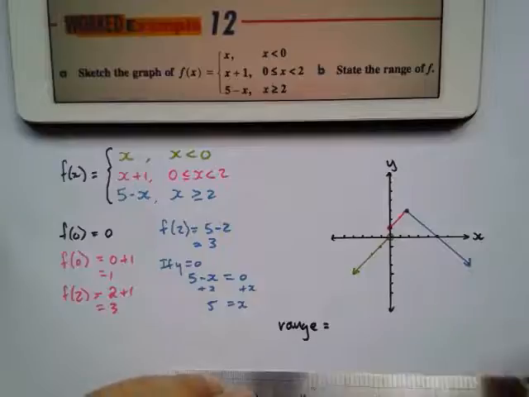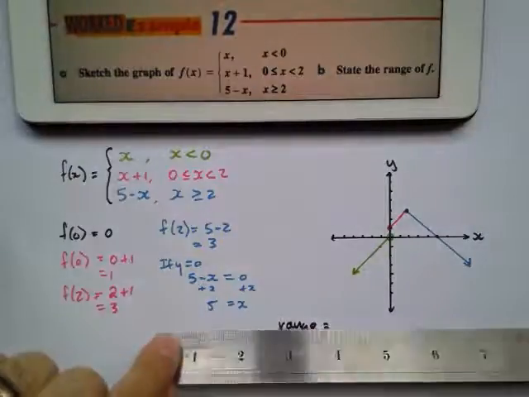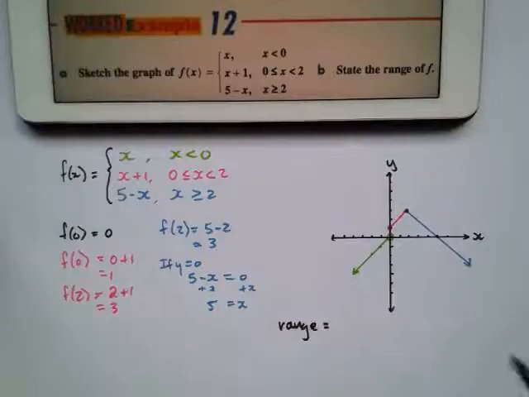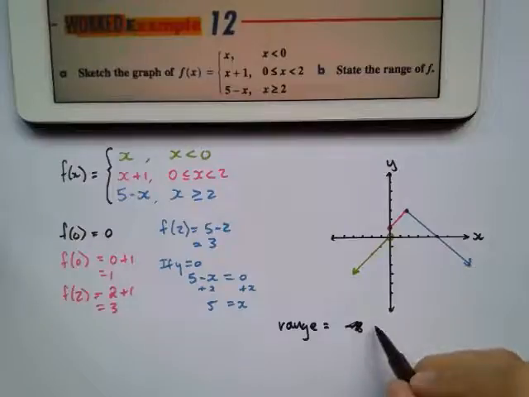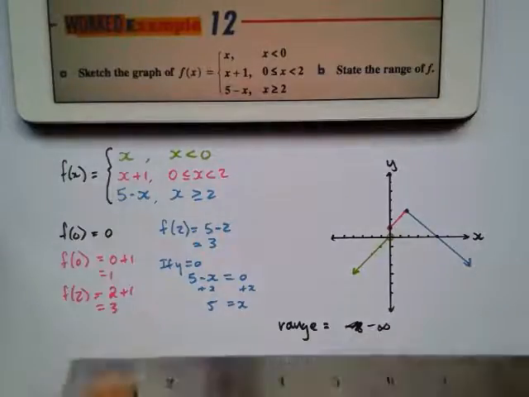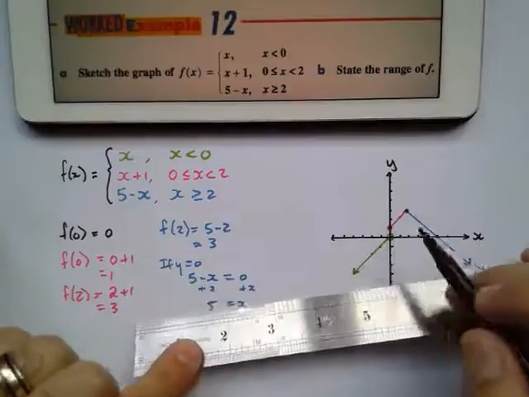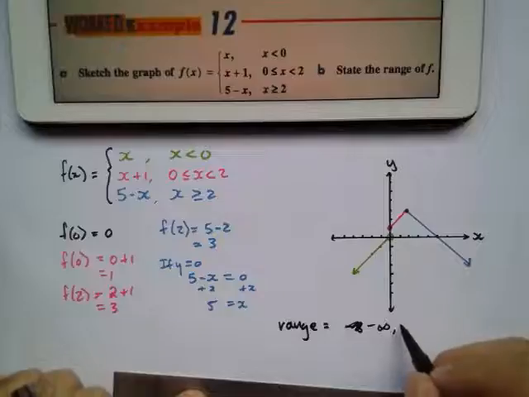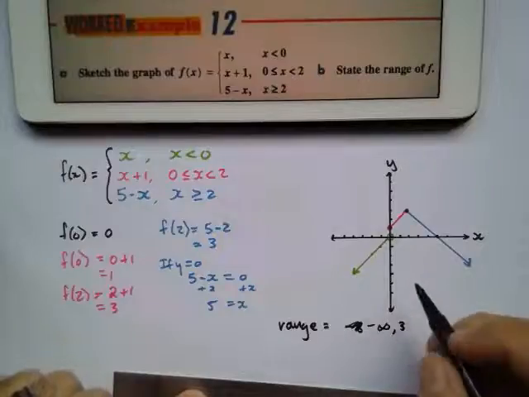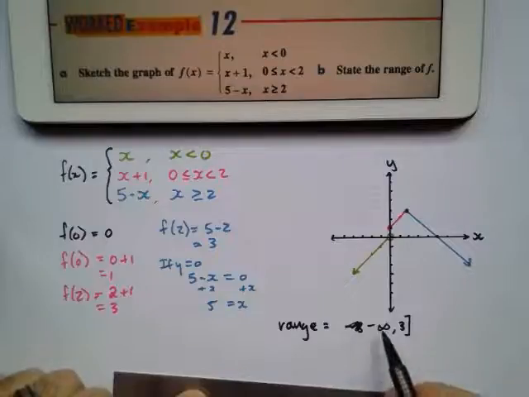Because these lines come in forever, it means there's going to be forever y values down at the bottom. So negative infinity. And if I go up, the highest value I can go to is 1, 2, 3. So that is 3. 3 is included, so it's a block. Infinity can never be included, so it's a circle.